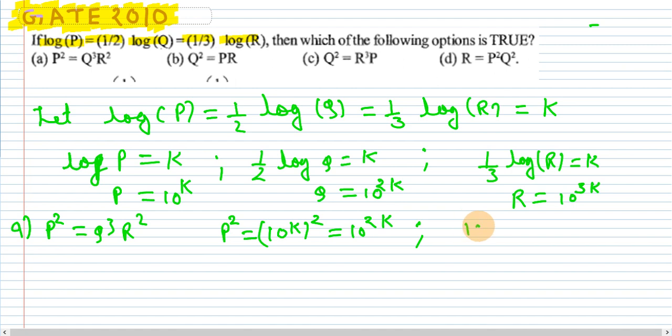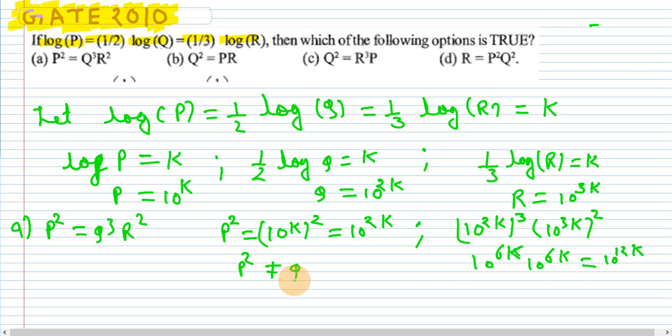Now we will find the value of the right hand side, that is q cube r square. q is 10 raised to the power 2k, and if we cube it we get 10 raised to the power 6k, and r is 10 raised to the power 3k, and if we square that, it will become 10 raised to the power 6k. Solving further, it will become 10 raised to the power 12k. So p square is not equal to q cube r square.